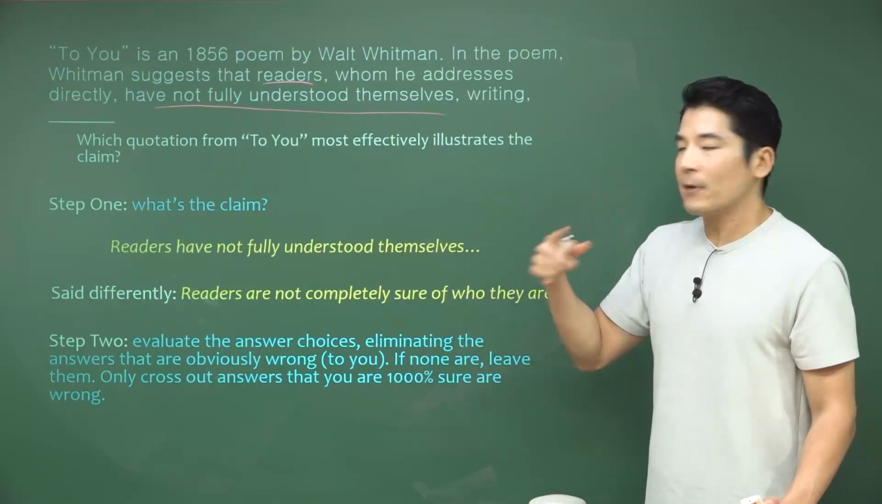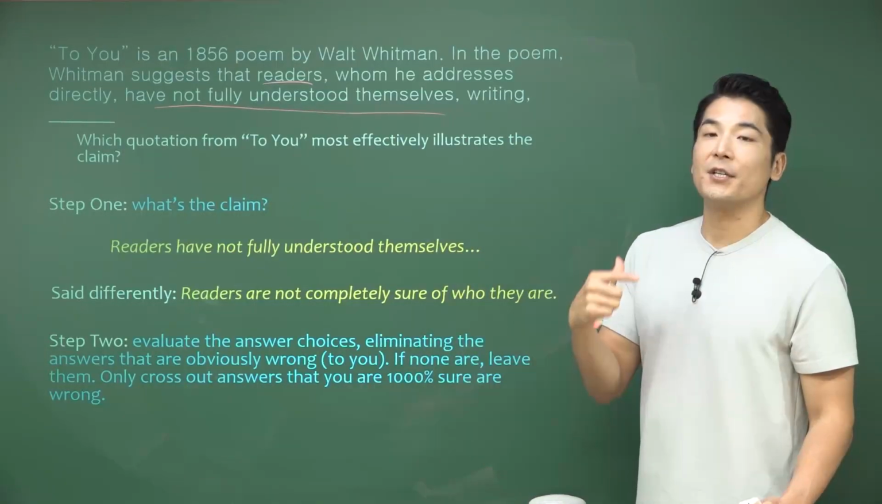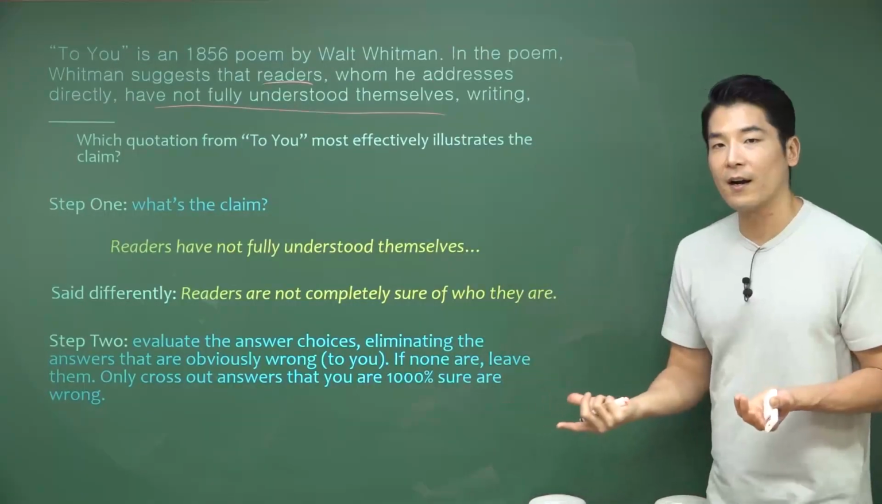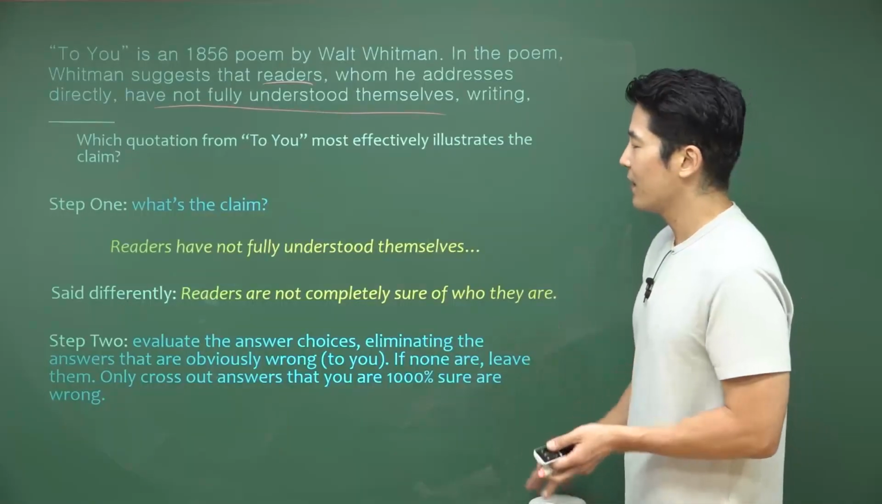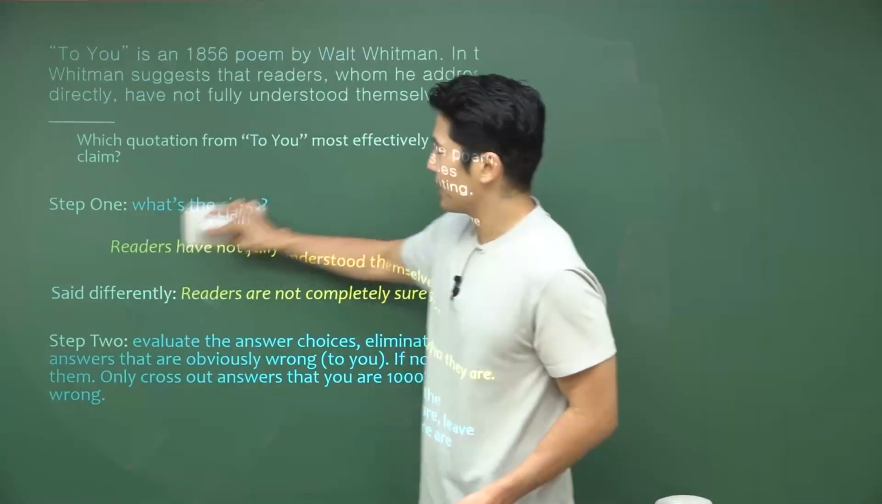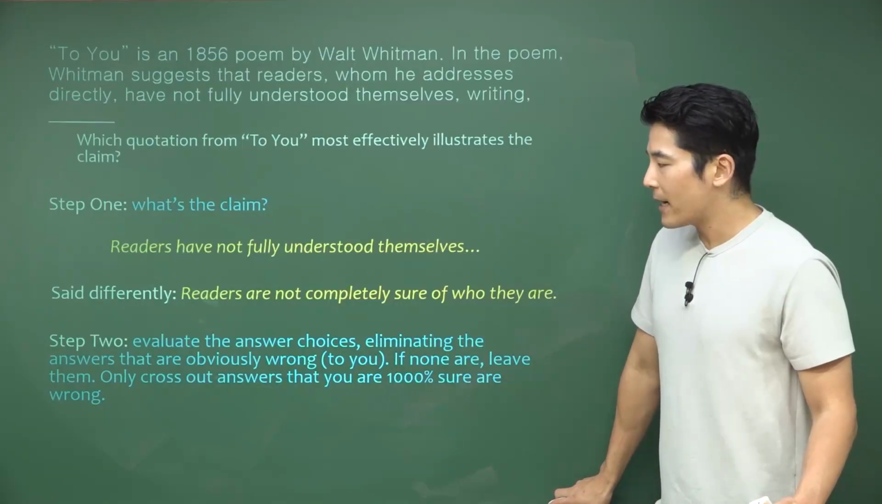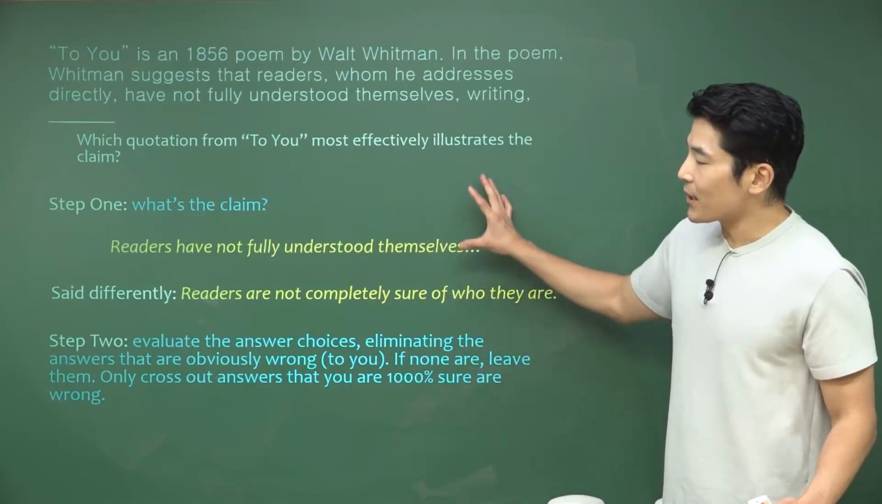So processing it, what does this mean? If readers don't understand themselves, that means that readers aren't sure of who they are. Not completely, at least. They have some idea of who they are, but they're not fully sure of who they are, is all. So that's step number one.